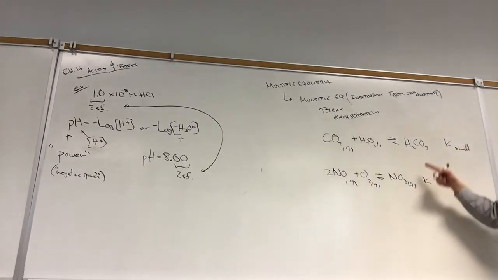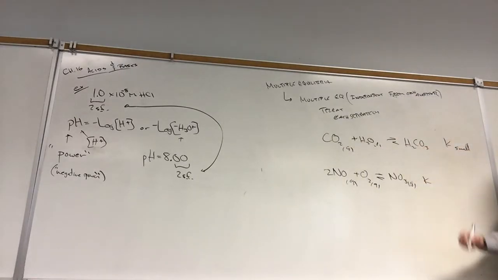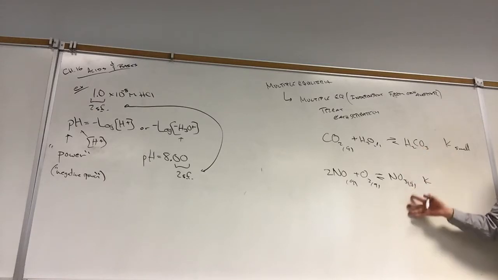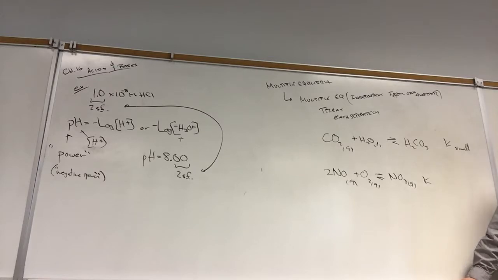Do these equilibria depend on one another? Impact each other in any way? No, and so we treat these as separate problems. So we'll do the ICE table for problem 1, whichever one you want to do first, and then we'll do the ICE table for the second one. They don't impact each other at all.